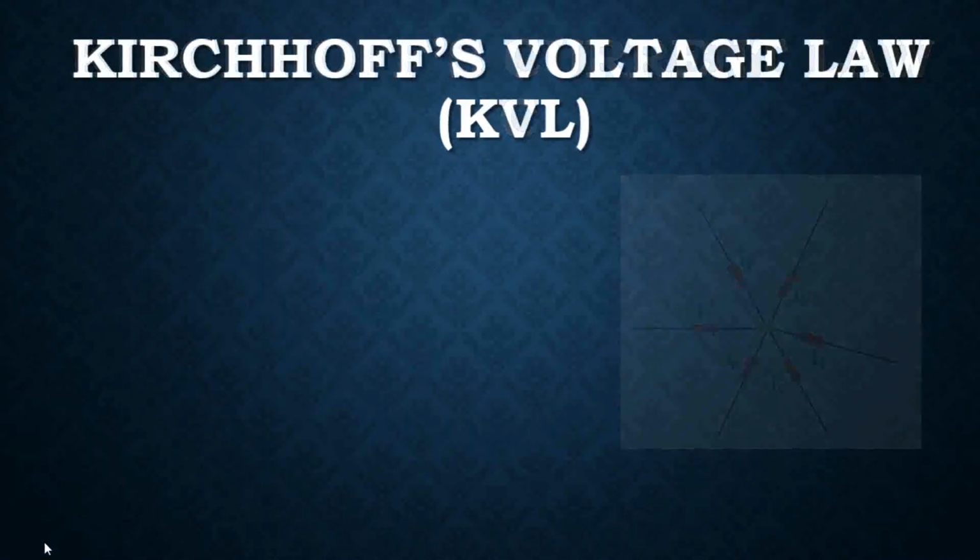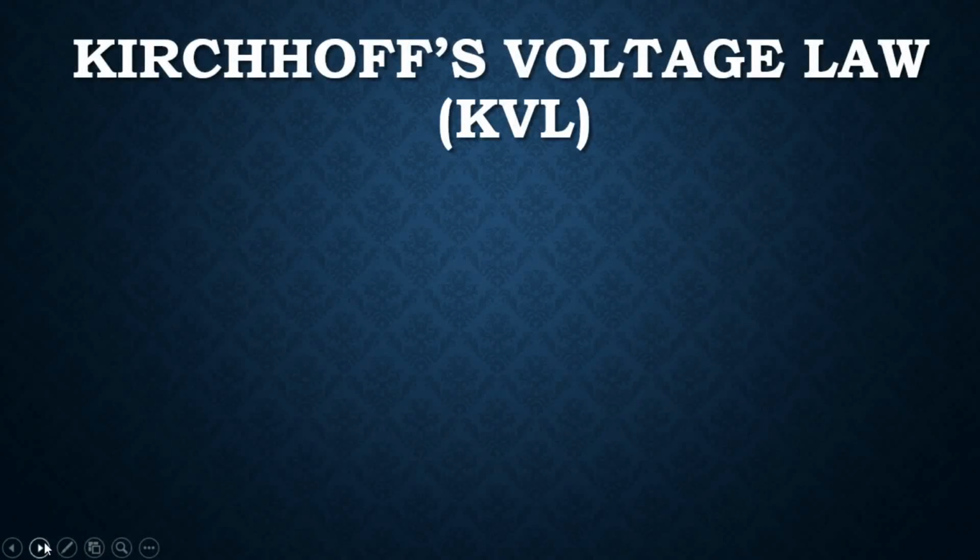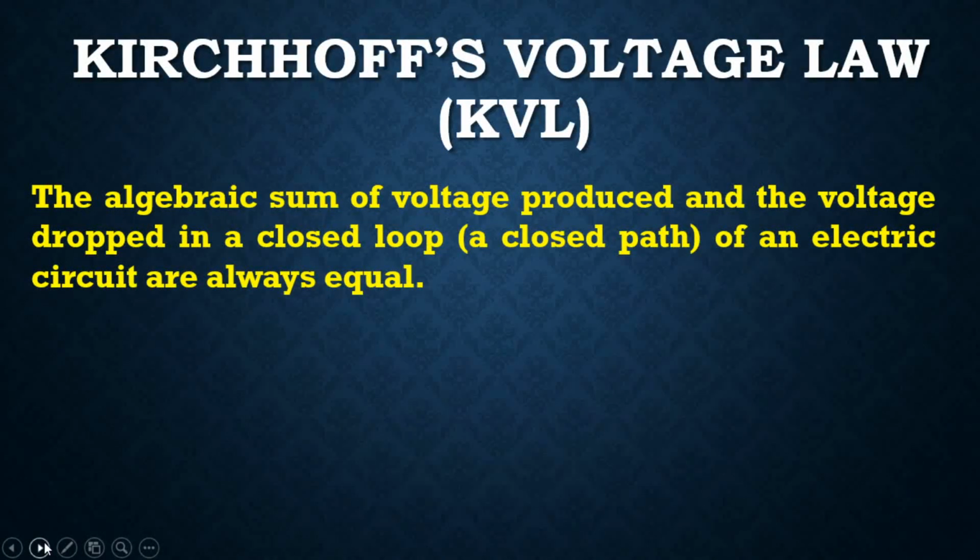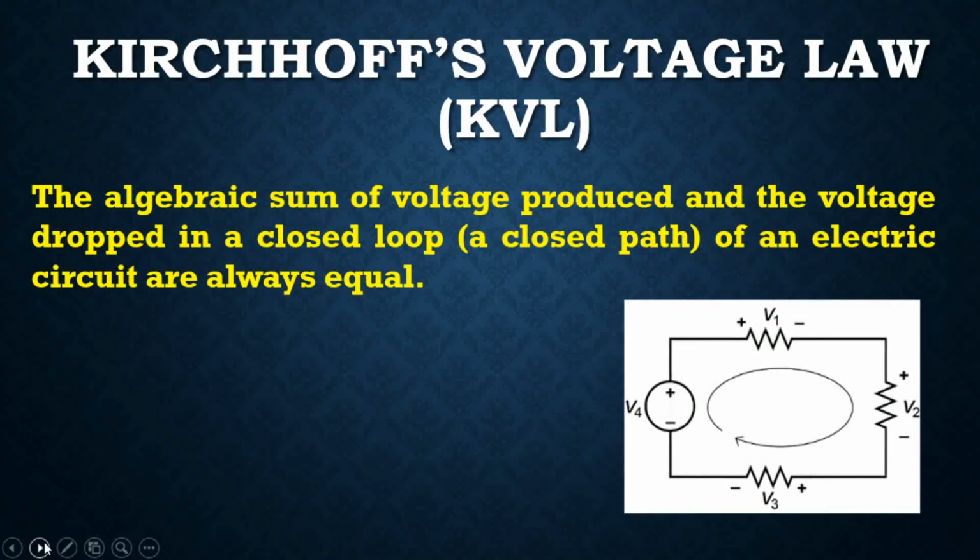Now we are going to discuss Kirchhoff's voltage law. Kirchhoff's voltage law is stated as: the algebraic sum of voltage produced and the voltage dropped in a closed loop or a closed path of an electric circuit are always equal. That means the amount you produce, the same amount will be used by the other elements. So I am using one diagram to show this, where you can see V1, V2, V3 are all the voltage drops, whereas the source is denoted by V4.